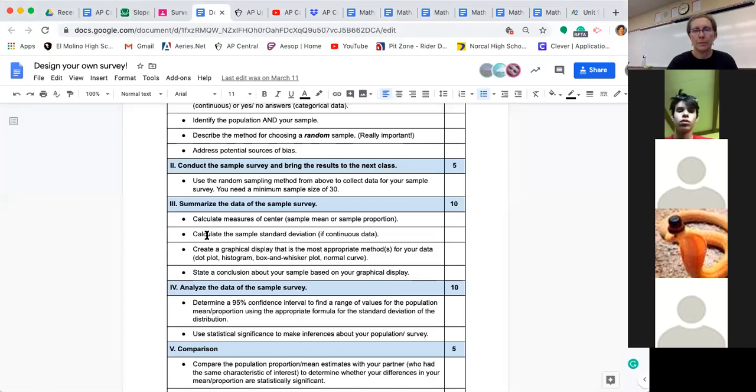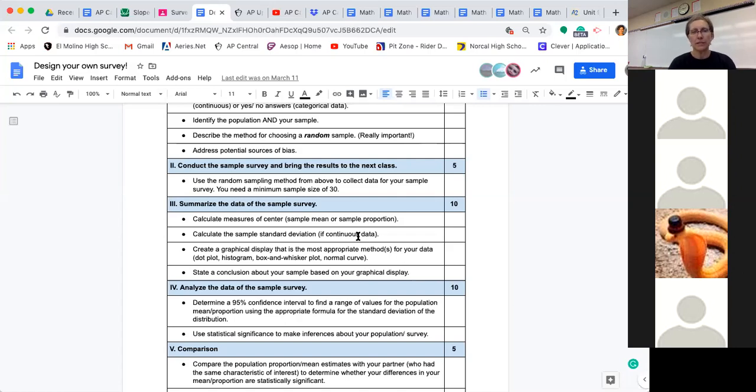And then the next part, calculate the sample standard deviation. That's only if you have continuous data, and most people did not choose a question that was continuous. So for all of you folks that are here, do any of you think that you did continuous data? Do you need some help with that? I don't really remember what that means.